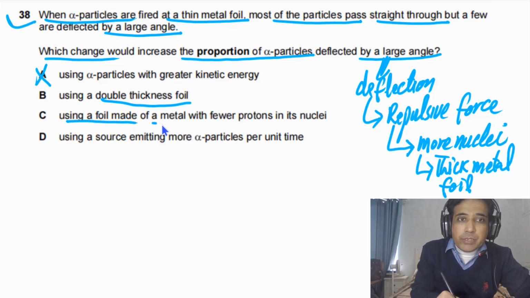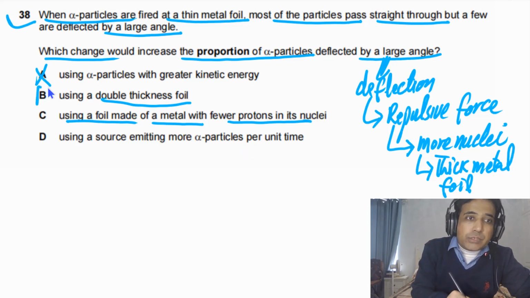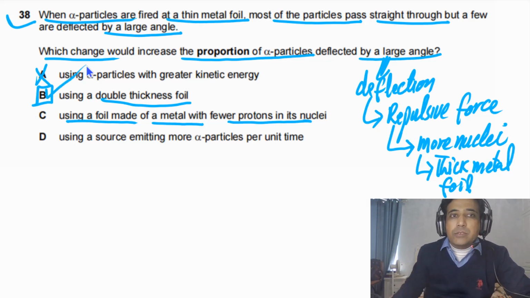Using a foil made of metal with fewer protons will also decrease deflection. Using a source emitting more alpha particles per unit time will not affect deflection. So the answer for this question is B.